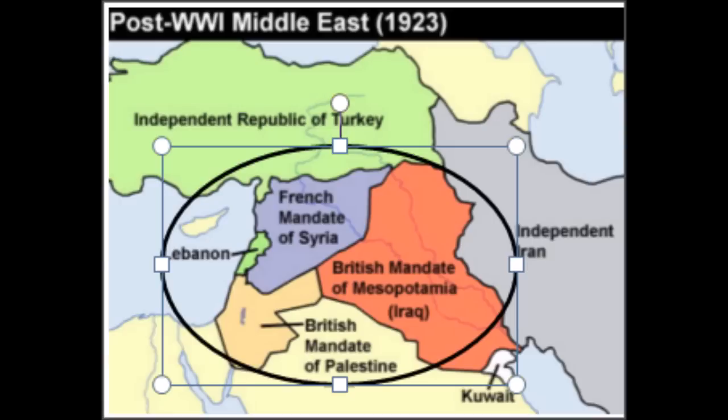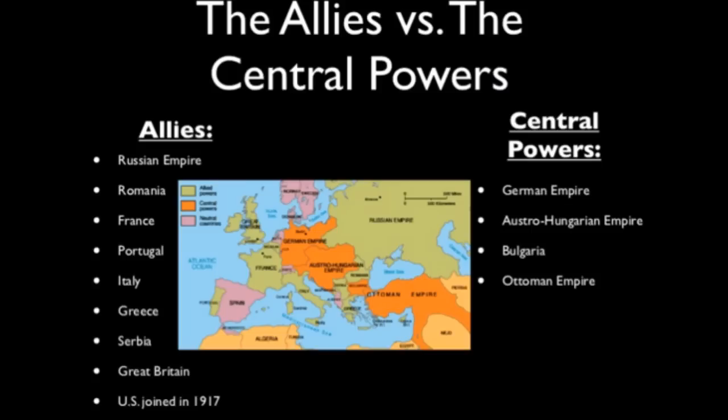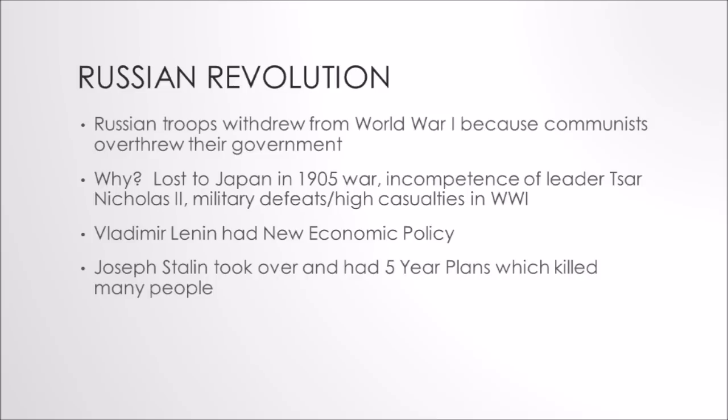The mandates were Syria, Iraq, Palestine, and Lebanon. This is a map of the Allies versus the Central Powers. The Allies won. The war ended in 1918.